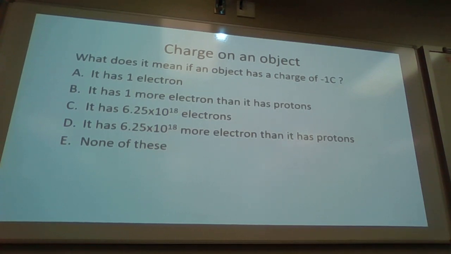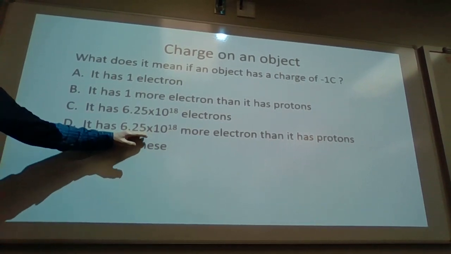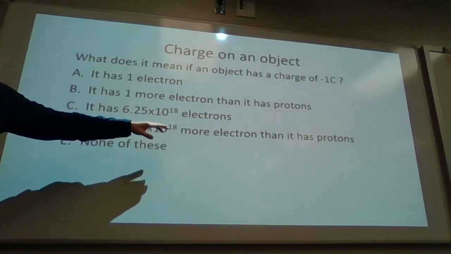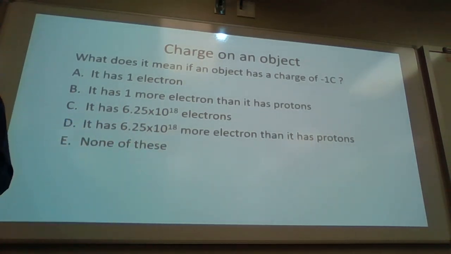Here's kind of a lame analogy. We measure the number of eggs in terms of a dozen. If I give you a dozen eggs, you're like, oh, I got 12 eggs. The dozen package, or the package that extra electrons or extra protons come in, is a coulomb. The size of that egg carton is 6.25 times 10 to the 18th extra electrons or extra protons.